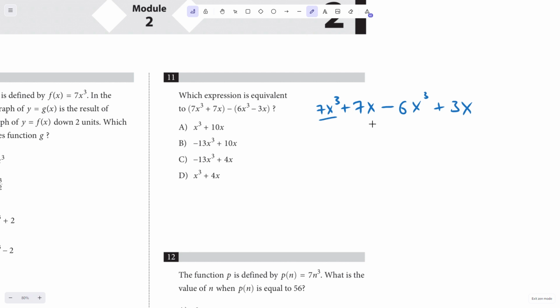So 7x cubed minus 6x cubed, that's equal to x cubed. And 7x plus 3x, that's equal to 10x. So the correct answer is x cubed plus 10x.